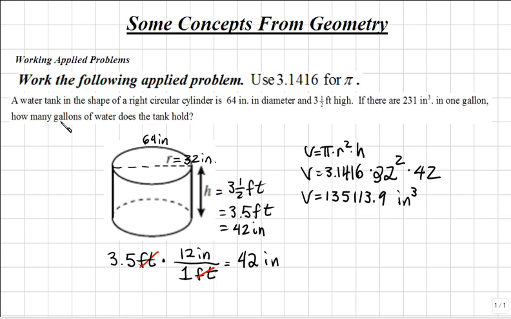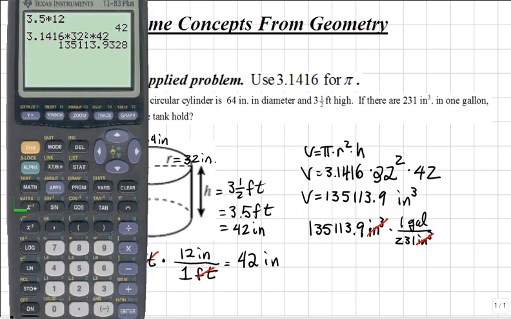Our question, though, was how many gallons of water this would hold. We know that there are 231 cubic inches in 1 gallon. So we'll take our volume of 135,113.9 cubic inches and multiply it by a conversion factor of 1 gallon per 231 cubic inches to find how many gallons. We did this so that the cubic inches will cancel and our result will be in gallons. This means that we're taking 135,113.9 and dividing that by 231.